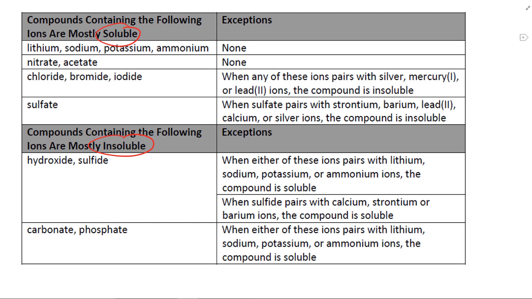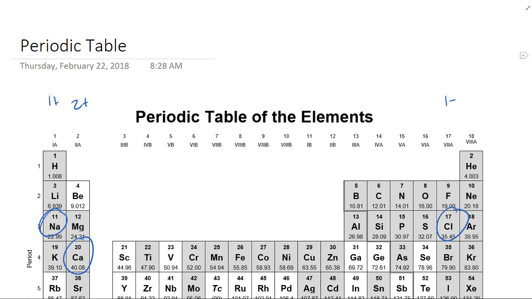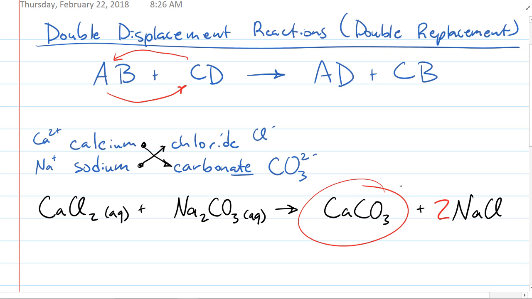At the bottom, we see carbonates under the category of mostly insoluble. We check to see if there are some exceptions for this. There are, but calcium carbonate is not one of the exceptions. So because it is insoluble, the phase label that would indicate insoluble is going to be S for solid. That means it doesn't dissolve.